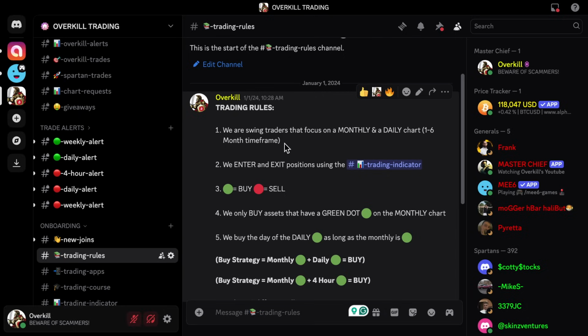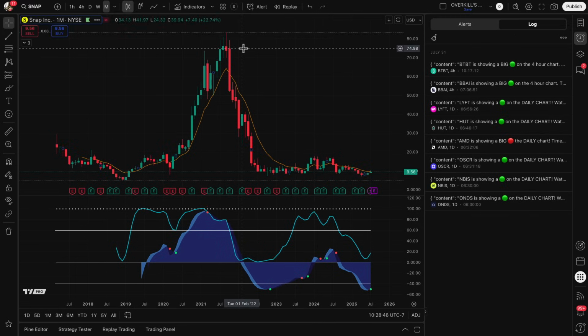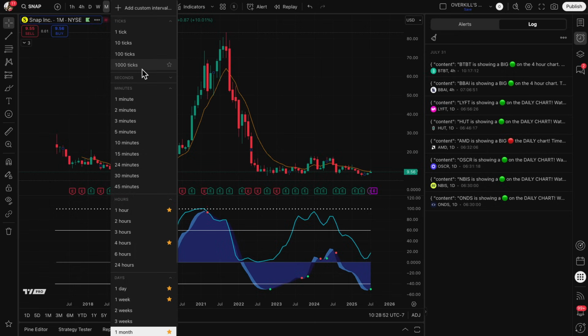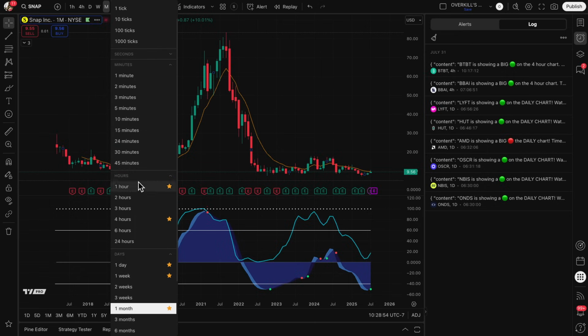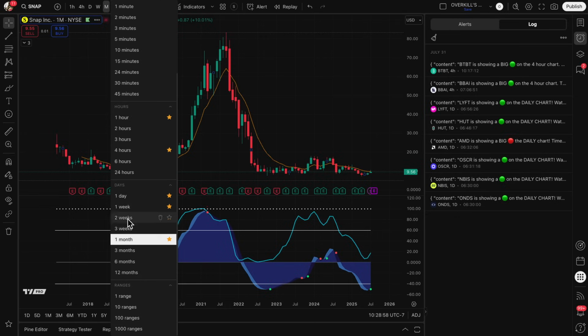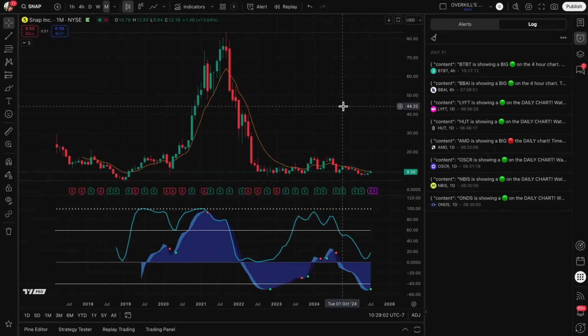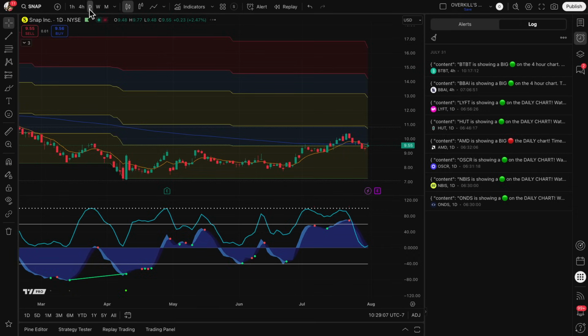get through these rules. So again, we're focused on a monthly and a daily chart. What that means is we trade the monthly time frame. So if you come up here to the top here, if you guys can't see these time frames up here, if you click this arrow, you can see there's all these different time frames here. So there's minute charts, there's hour charts, there's daily charts, there's weekly charts, there's monthly charts. So the ones we primarily focus on here with our strategy are going to be the monthly and the daily.